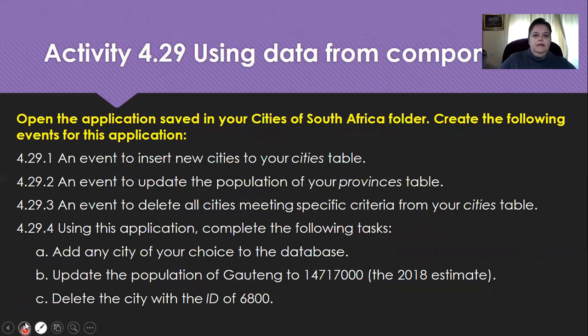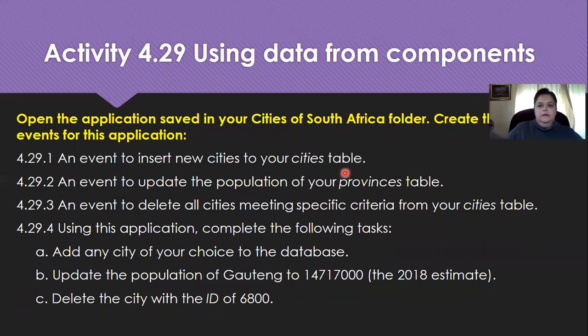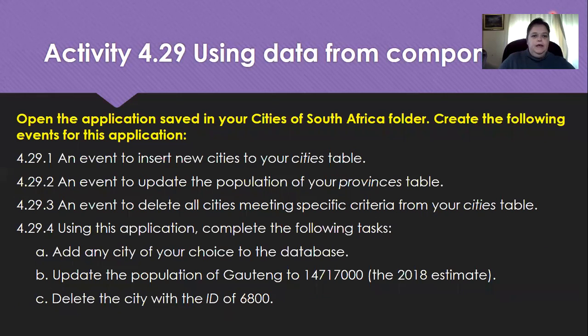Okay, the second activity, using the data from components, okay. Open the application saved in your Cities of South Africa folder. Create the following events for this application. 4.29.1, an event to insert new cities to your cities table. To update the population of the provinces. To delete all cities.